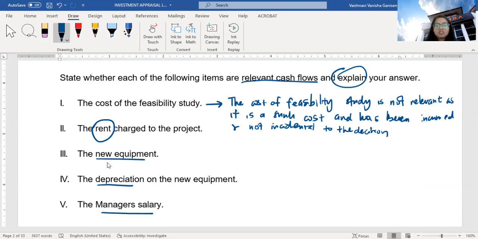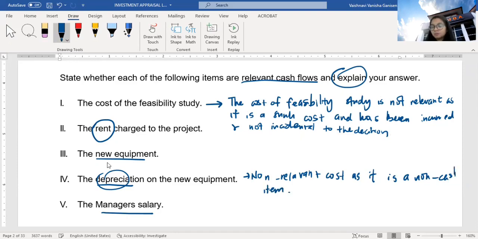Okay, let's say the non-relevant cost, okay, depreciation of the new equipment is a non-relevant cost as it is a non-cash item. Okay, so these are the explanations that you need to give. So that's why I say, as long as you know my 4 items there and the opposites of it, it will be so easy for you to answer a relevant cost or a non-relevant cost type question.